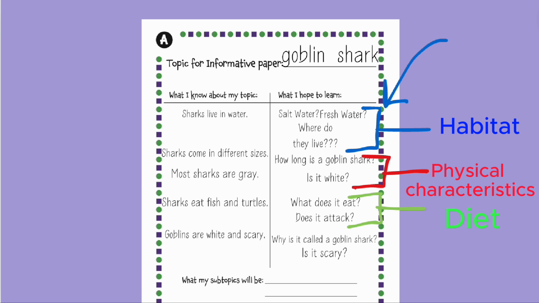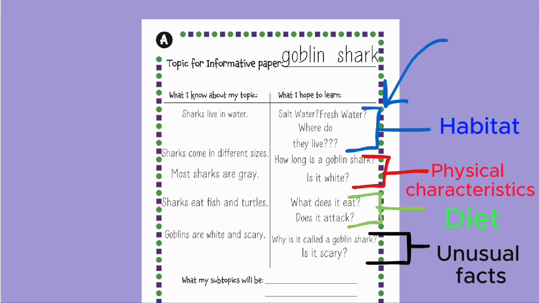I have a couple of questions left. Why is it called a goblin shark? And is it scary? Those don't really fit into a particular group of questions. They're just curious questions about, hey, what are some unusual things about this shark? Why is it called a goblin shark? And is it scary? I mean, a goblin sounds frightening. So in this grouping, I will call that unusual facts. So now you can look back at this list of questions that I came up with, and I want to know more about the habitat, physical characteristics, diet, unusual and unique facts.